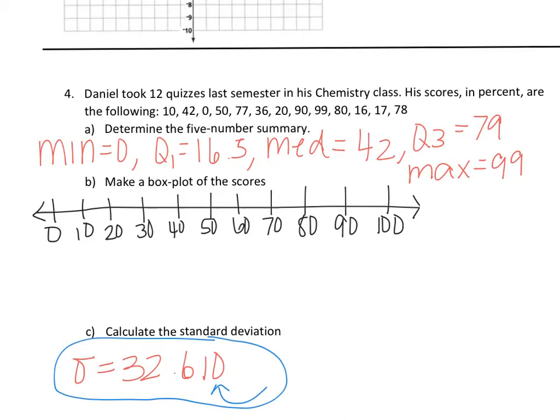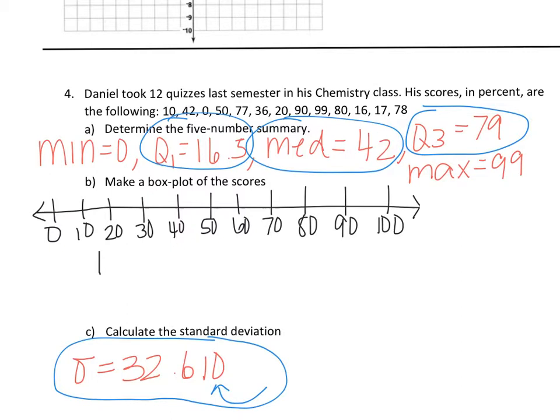To make your box and whisker plot, you're going to take your Q1, your median, and your Q3, and you're going to put little lines under 16.5, which should be a little bit past halfway between 10 and 20, so about right there. 42, which is about right there. Actually, it should be a little bit more past 40. And I can't erase it anymore. Okay, about, alright. And then Q3, 79, should be about right there.